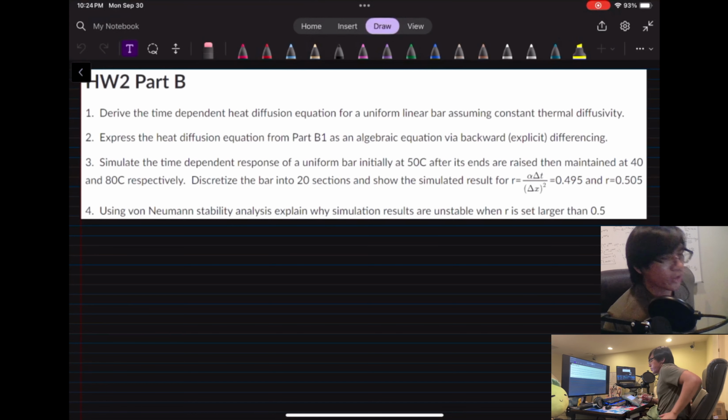Okay, so we're on to part B of homework 2. This time we're doing heat diffusion equations. So first we're going to derive the time-dependent heat diffusion equation for a uniform linear bar.